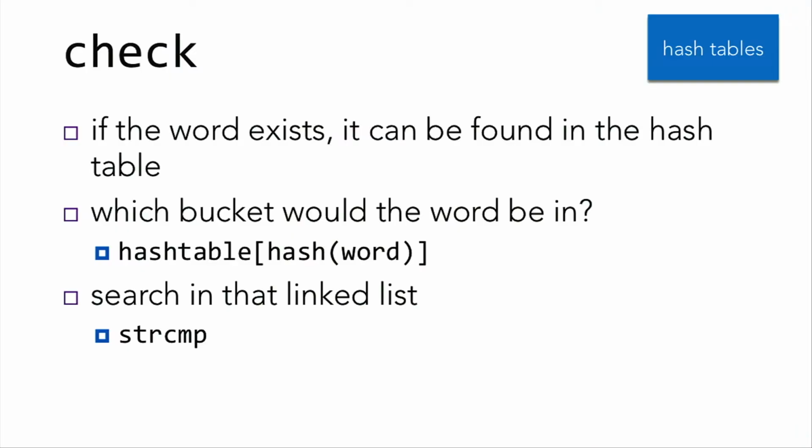So let's look at how you might check with a hash table structure. Well, if the word exists, then it can be found in the hash table. So then you can try to find that word in the relevant bucket. So which bucket would that word be in? Well, you'd get the number, that index of the bucket, by hashing that word, and then searching in that linked list, traversing through the entire linked list using the string compare function.